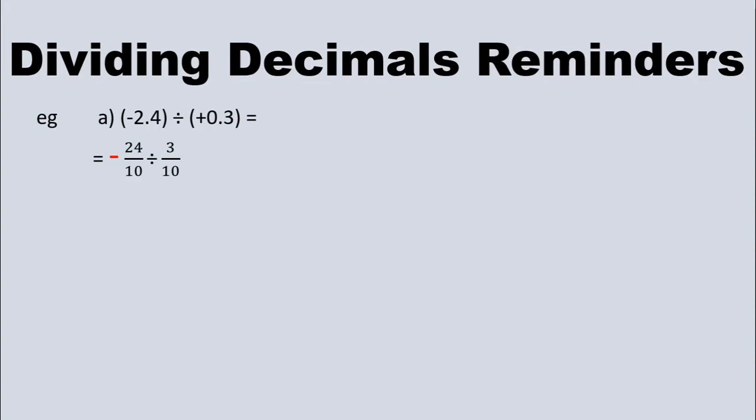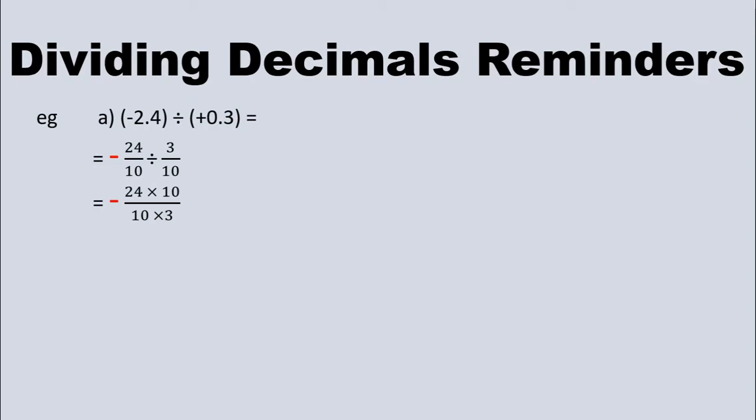Remember, to divide by a fraction, we cross multiply. That is, we flip the second fraction over and multiply. The first fraction has not changed. So I'm getting the negative answer of 24 times 10 divided by 10 times 3. Simplify this fraction if you can.